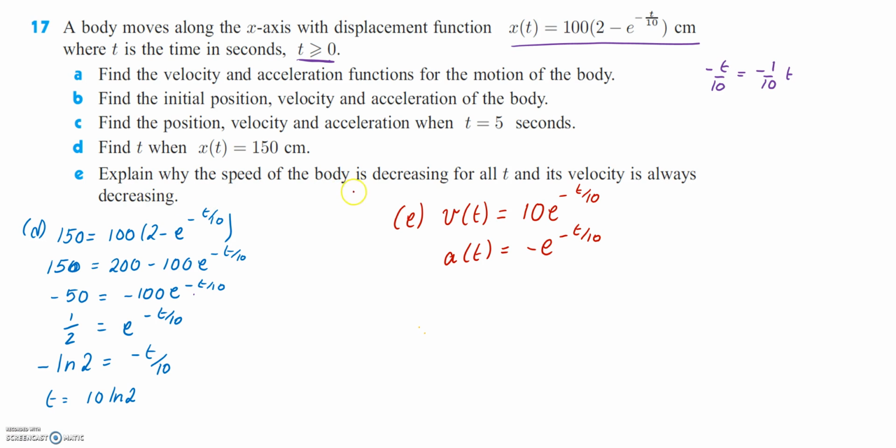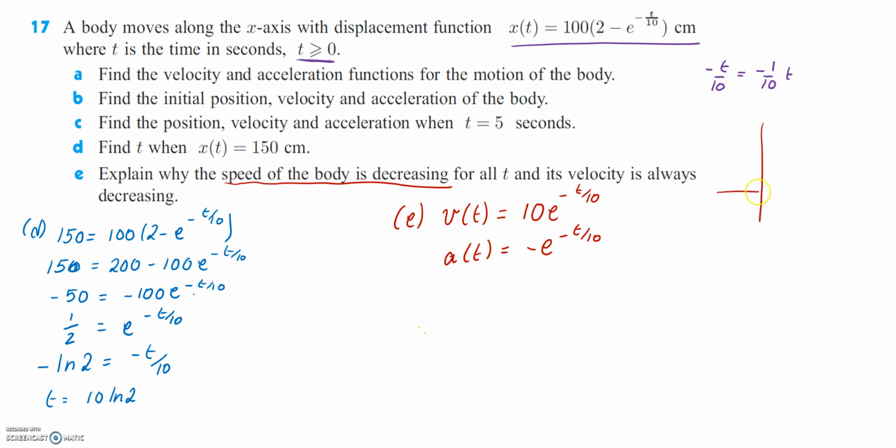Explain why the speed of the body is decreasing for all t and velocity is always decreasing. So 2 questions in one there. So we go back, why do we know, or when is the speed decreasing? So hopefully you've got that orange sheet that you have with all the tables, and we know that the speed is decreasing when the velocity and acceleration are different signs. So how can we tell that they are different signs just by looking at this?